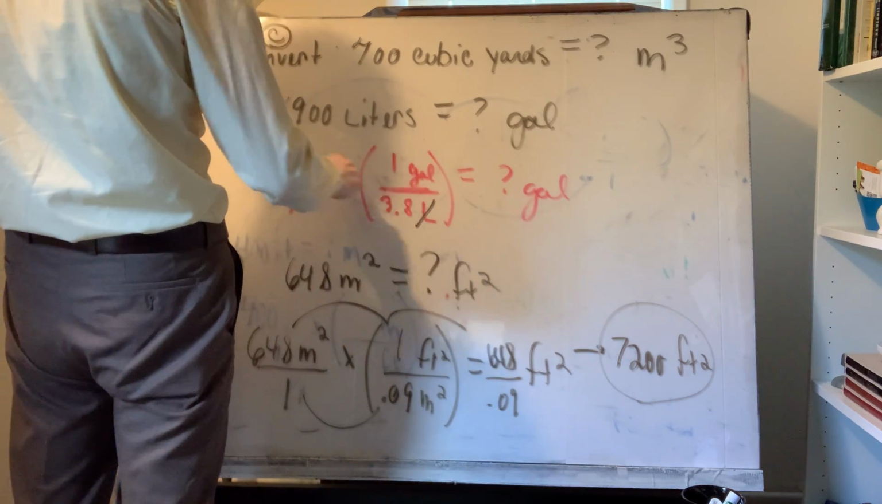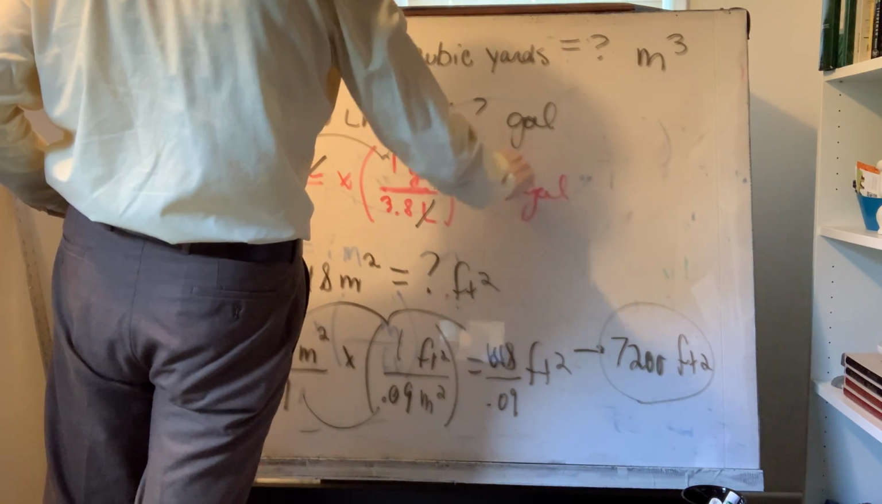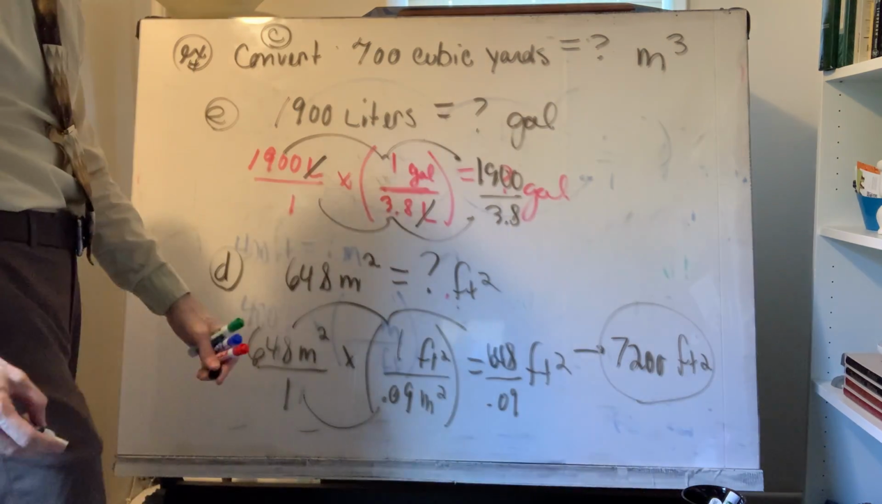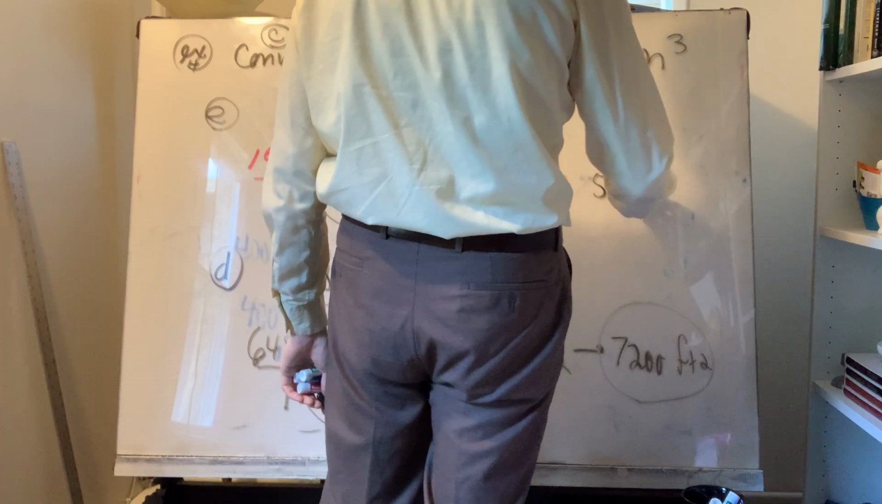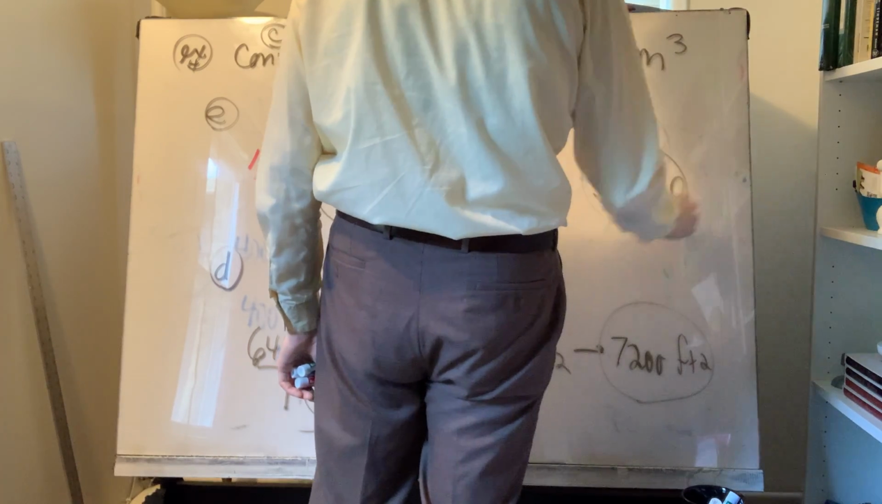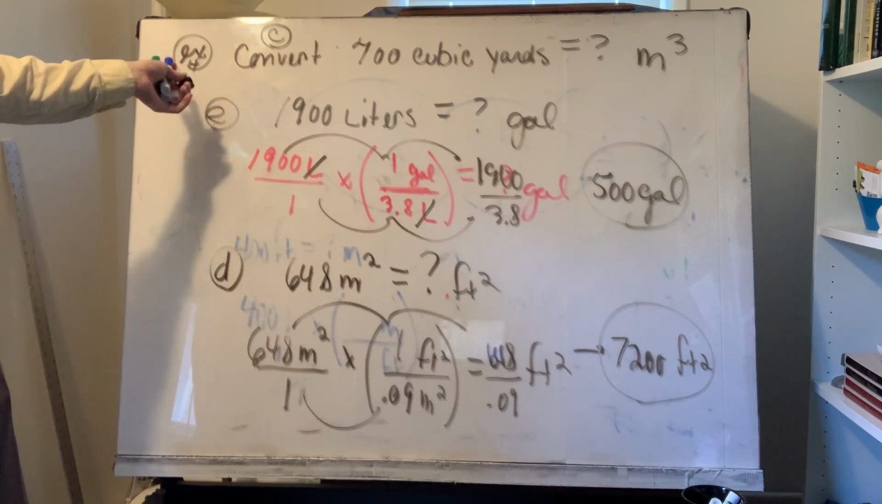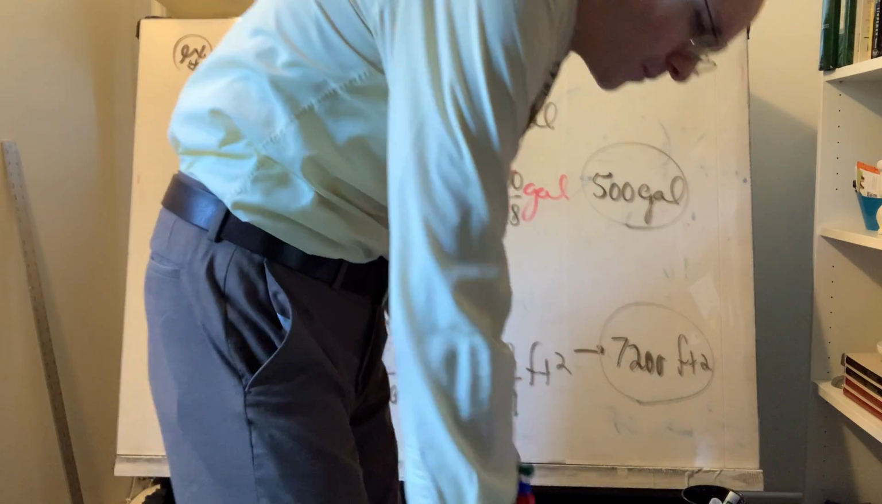Anyhow, this cancels this, all right? You're left with 1,900 divided by 3.8. And you should get about 500 gallons. In the context of the problem I took this from, it was example 4. I believe that's paint that they're talking about. Okay.